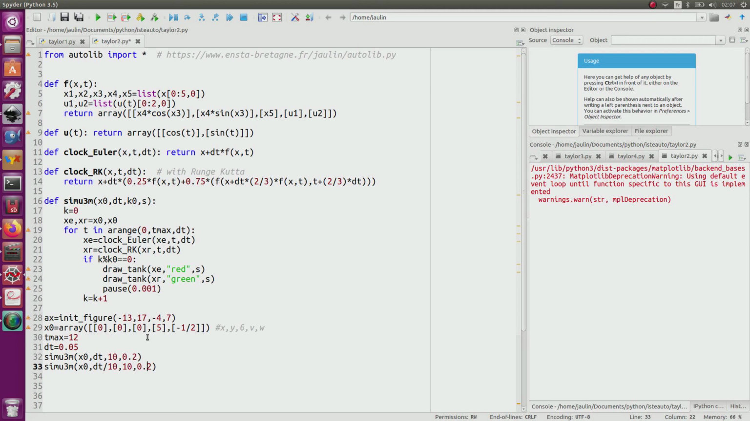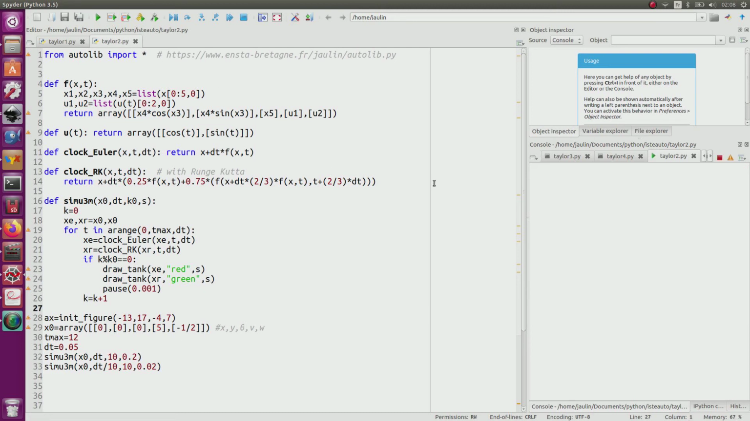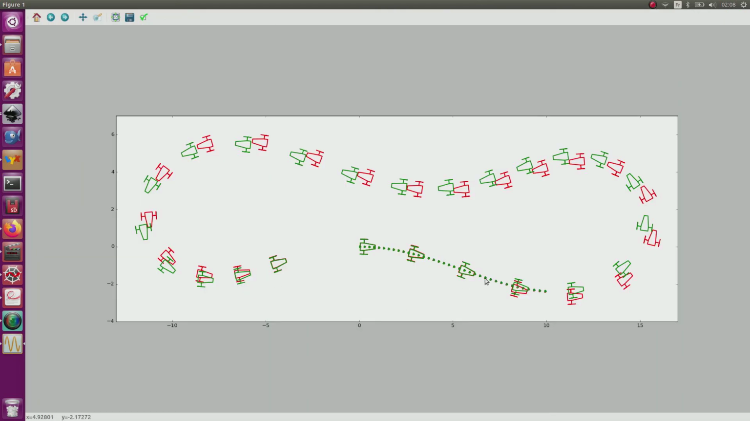Okay, and I will put a smaller car, so this corresponds to the size. The size is S here, and when I draw the tank, I put S as a parameter, so it will be 10 times smaller. I run the program, and I can see some kind of trajectory, and we see that the green is better than the red. It means that the Runge Kutta method is more accurate than the Euler method. With a small dt, we can see that there is a superposition between the Euler and the Runge Kutta.